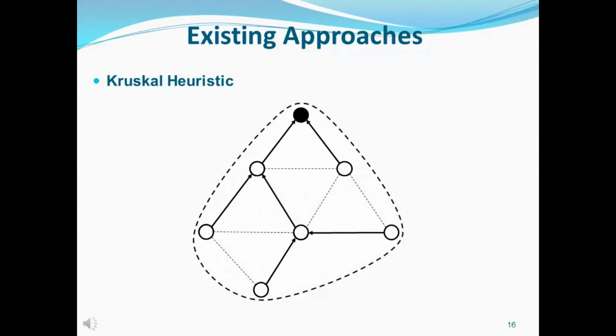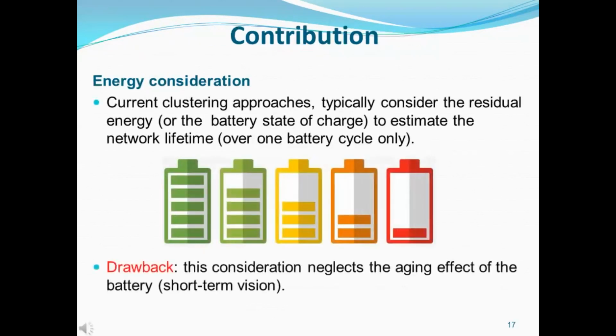Kruskal heuristic requires additional time to form the clusters. However, the generated structure optimizes the energy consumption and allows the tolerance of a dynamic network topology. We notice that the approaches which focus on improving energy consumption in wireless networks mainly address the amount of energy consumed. They use the battery state of charge or the residual energy as a metric to evaluate the durability performance without assuming the battery aging aspects. These approaches represent a short-term vision of energy efficiency.